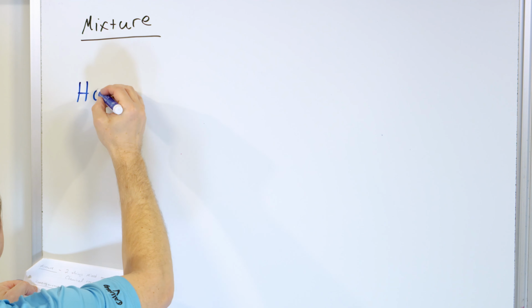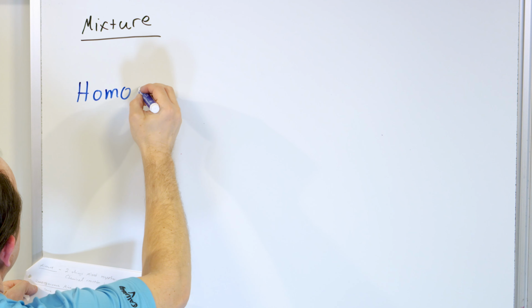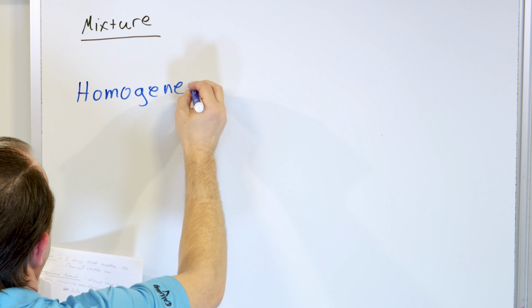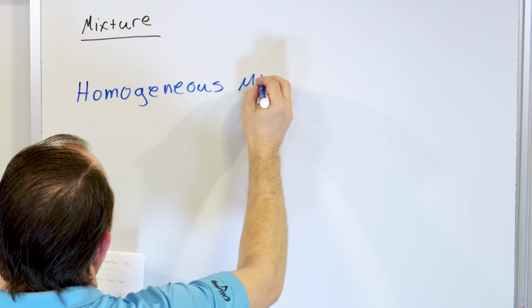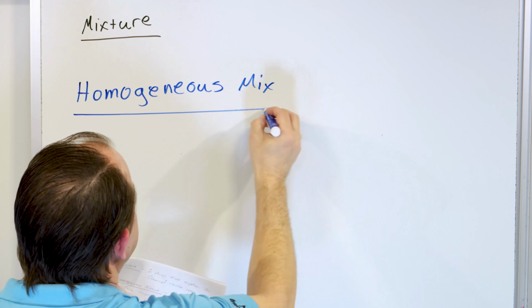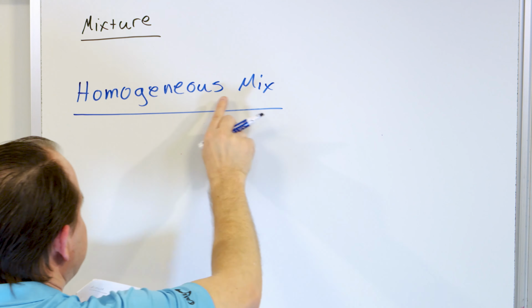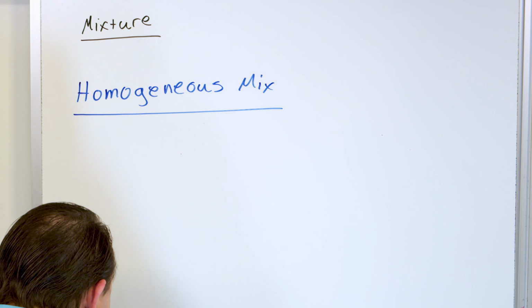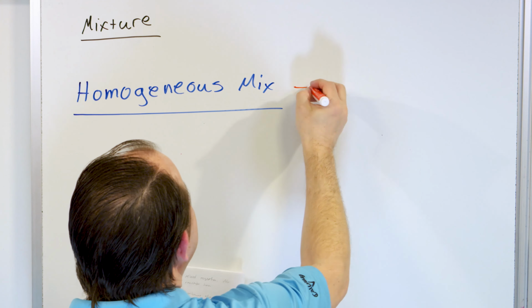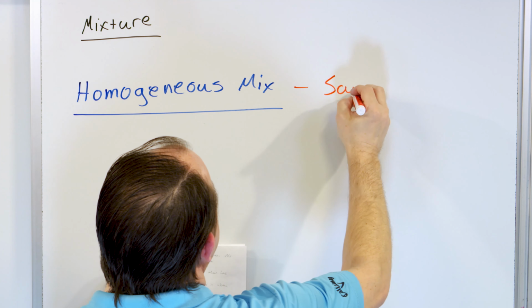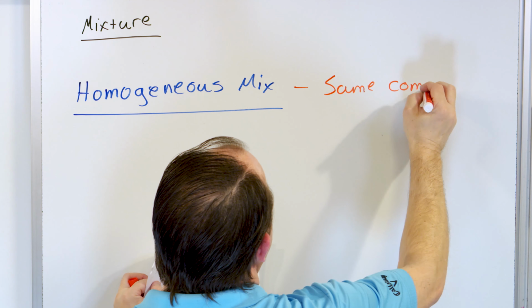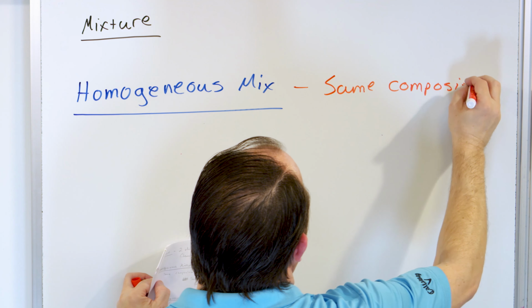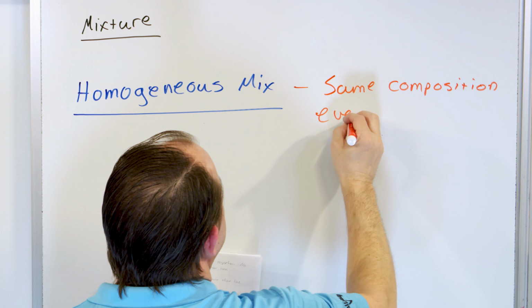The first one is a homogeneous mixture, right? Homogeneous. Homo means same. Homogeneous mixture means that the mixture that you have has the same composition everywhere.